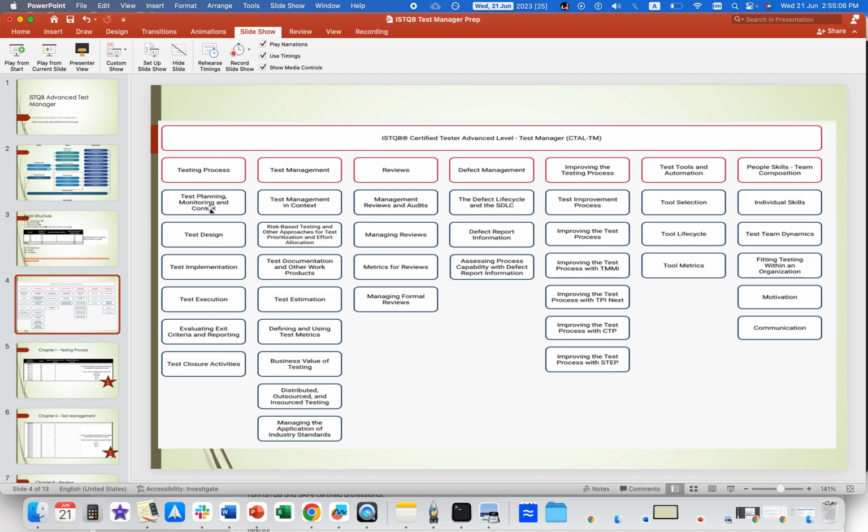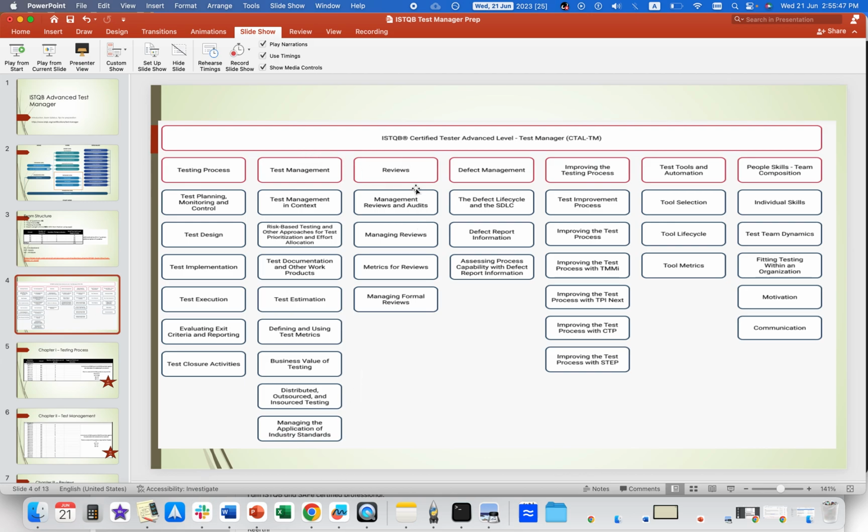If you see, for testing process: test planning, monitoring and control, test design, implementation, execution, evaluating the exit criteria, reporting, and test closure activities; all of these are contents of the first chapter. Then for test management, you have management in context, the risk-based approach, and other approaches for test prioritization and effort allocation. Then test documentation, the work products, estimation, test metrics, business value of testing, distributed, outsourced and in-source testing, and managing the application of industry standards. This is all part of the test management chapter.